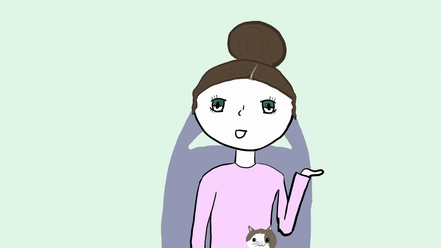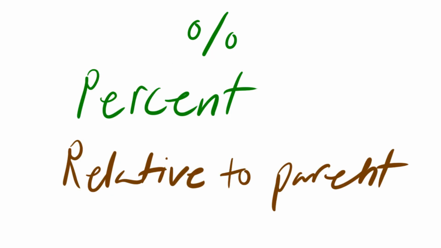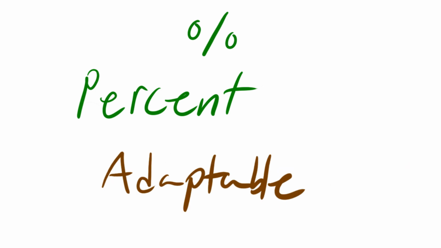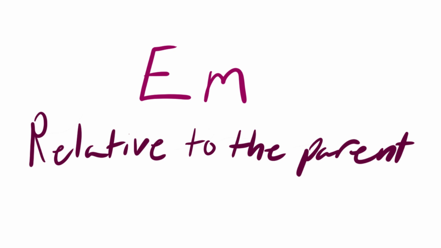So let's do a little recap. Px is pixels and it's fixed, and percent is relative to the parent, and it makes half of it or as much as you want it to be. em is relative to the parent font, and rem is relative to the root.